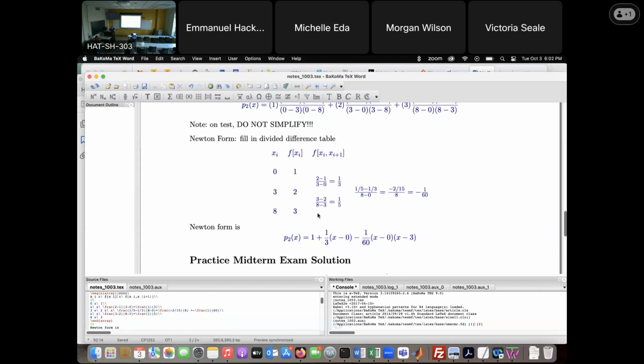Okay, so the first term is a constant, you just put it there by itself. Then what you're multiplying by are products of linear factors, x minus each of the interpolation points, except the last one. That will not be used. Because each term has degree 1 higher than the previous one. So first term constant, second term one linear factor. It's always x minus the first interpolation point.